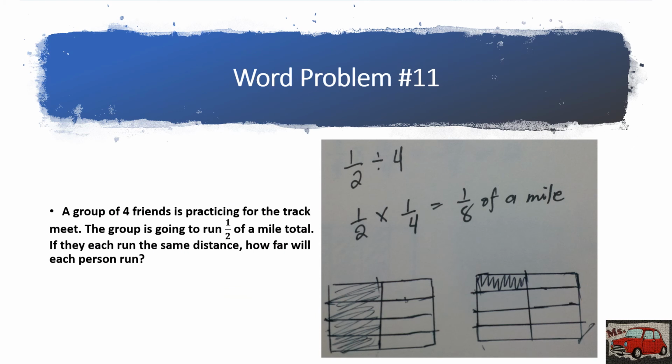A group of 4 friends is practicing for the track meet. The group is going to run 1/2 of a mile total. If they each run the same distance, how far will each person run?